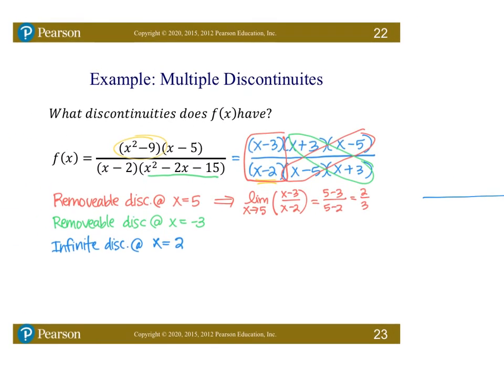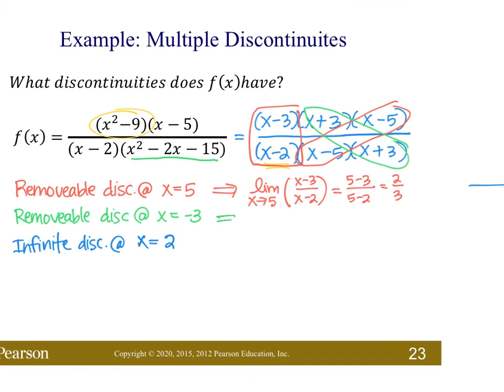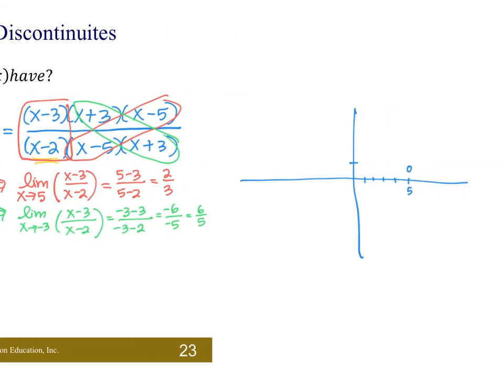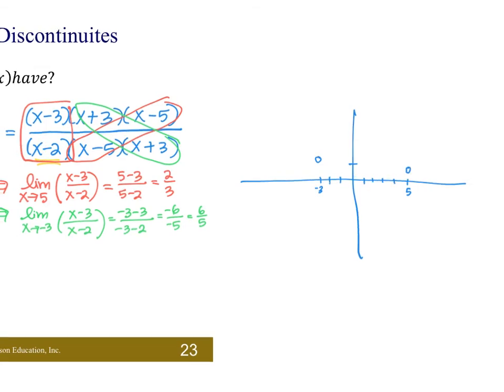Let's do the same thing for the other removable discontinuity. I'm going to take the limit as x approaches negative 3, again of what's left of the function. So I'm going to plug negative 3 in. That's negative 3 minus 3 over negative 3 minus 2. That's negative 6 over negative 5, or positive 6/5. That means on the graph, my other removable discontinuity would be at negative 3 and then 6/5. So here's negative 3, and then 6/5 is slightly above 1, so I'm going to have another removable discontinuity.